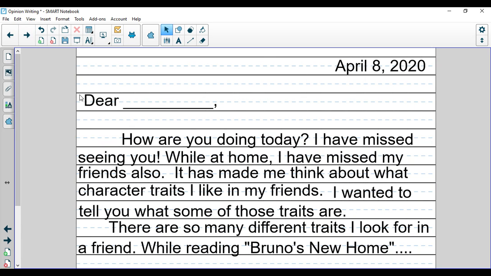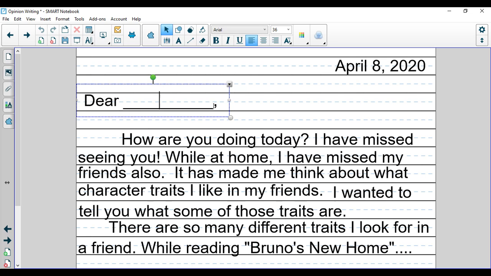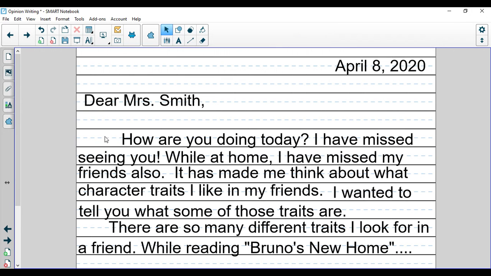So I put an example on here. In the top right-hand corner, you need to have your date. You need to have "Dear" whoever your teacher is right here. So if your teacher is Mrs. Smith, you would say "Dear Mrs. Smith," and then you have a comma. Skip a line. Notice how I have indented here.